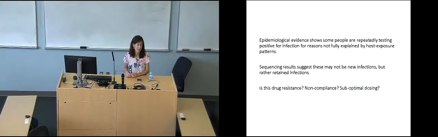The big question is, is this drug resistance? Is this non-compliance with treatment? Is this suboptimal dosing? We don't know. That's an area that needs to be investigated.